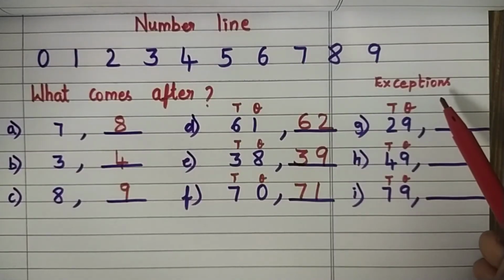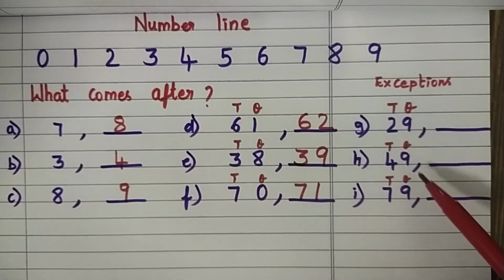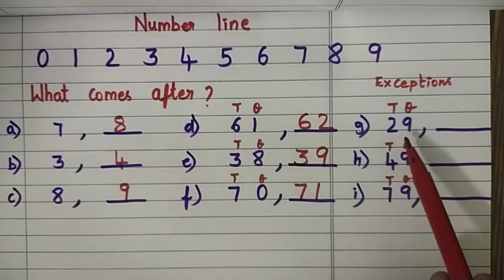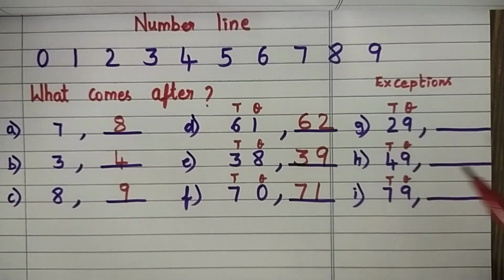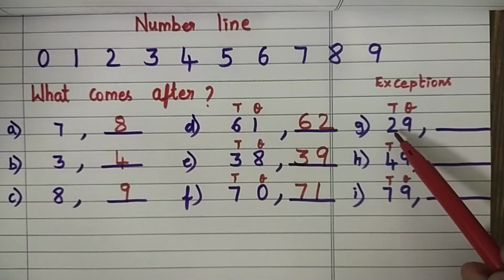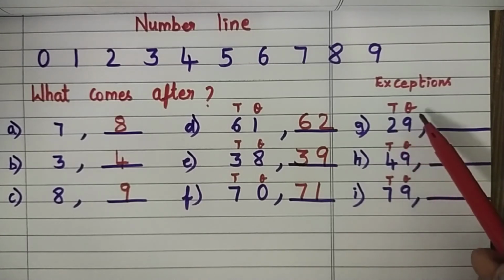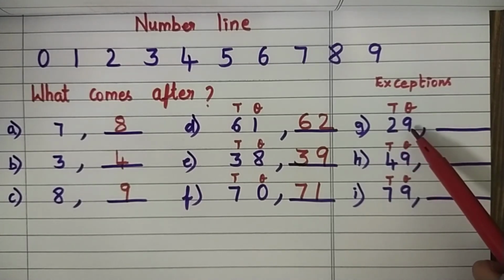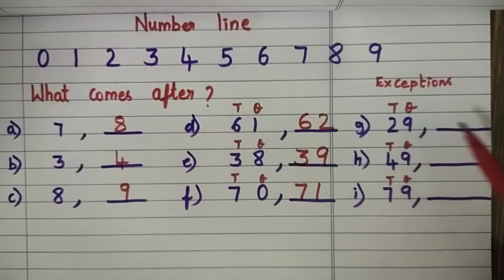Children, in what comes after, we also have some exceptions. Children, listen to it carefully. We have to change both the digits for the numbers that are ending with 9. Remember that, children, we have to change both the digits that are ending with 9. Here, children, you have to see the tens place. It's a 2 and the ones place is 9. So for a 9, replace the 9 with 0.